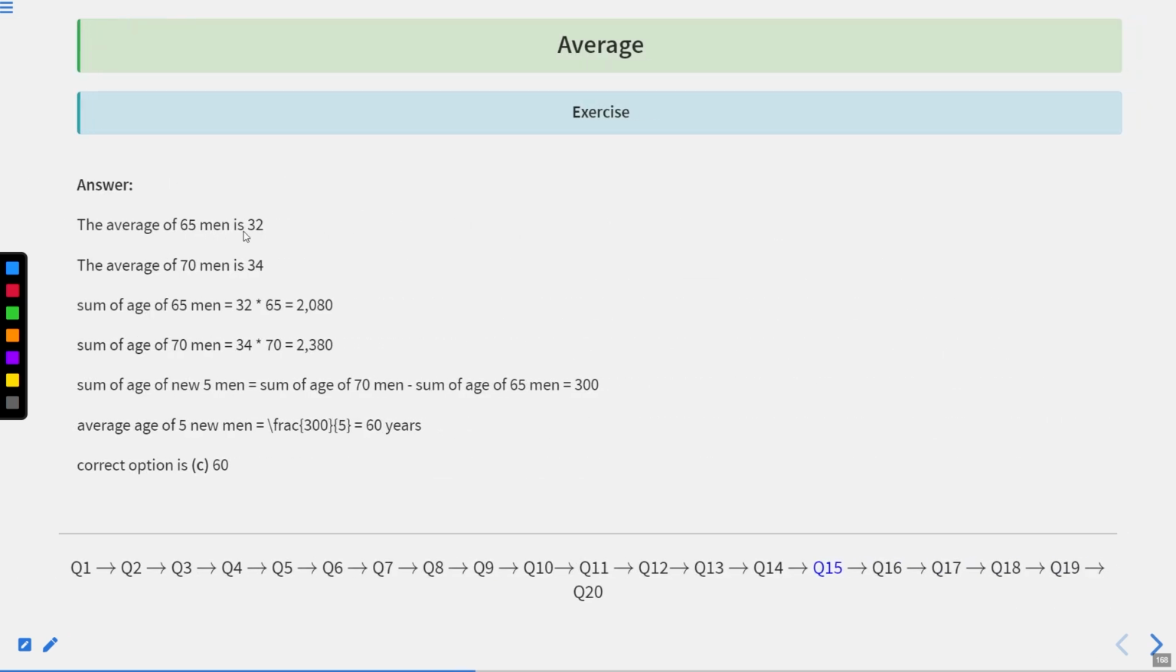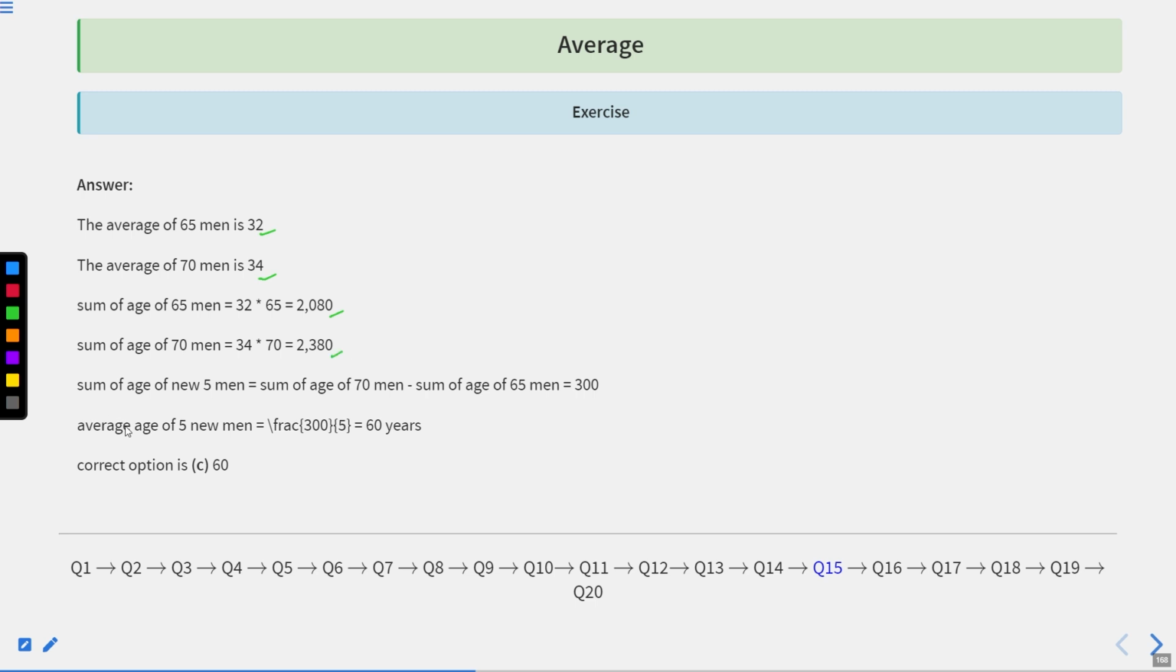The average of 65 men is 32, that is given to us. The average age of 70 men is 34, that is also given to us. So the sum of ages of 65 men will be 32 times 65 equal to 2080. Okay. And the sum of ages of 70 men will be 34 times 70, that will be 2380.